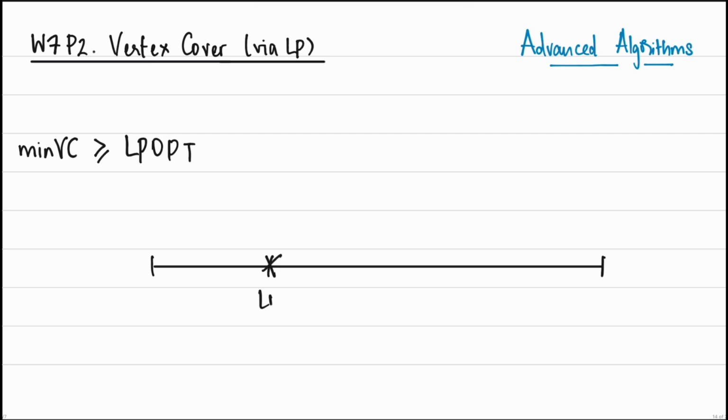So if LP opt is somewhere here, then the value of the minimum vertex cover lies in this range. And well, why is that? Because notice that the minimum vertex cover value is exactly equal to the ILP opt, because the ILP exactly mimicked the vertex cover problem. So the ILP opt is exactly the minimum vertex cover value, and this is something that we have reasoned about before.